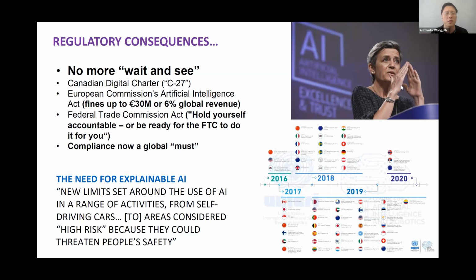And in the US, there's the Federal Trade Commission, the FTC, where they've mentioned that if you don't hold yourself accountable, be ready for the FTC to do it for you. And so now it's no longer wait and see. Compliance is now a global must. And a big part of compliance across the world has been the need for explainable AI.